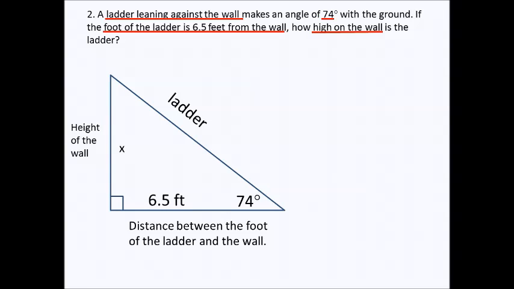The height on the wall is opposite the angle that the ladder makes with the ground. The distance between the foot of the ladder and the wall is adjacent to the angle made between the ladder and the ground. Therefore, the trig function which relates the opposite side with the adjacent side is tangent. So tangent of 74 is equal to x divided by 6.5. The rest becomes algebra.